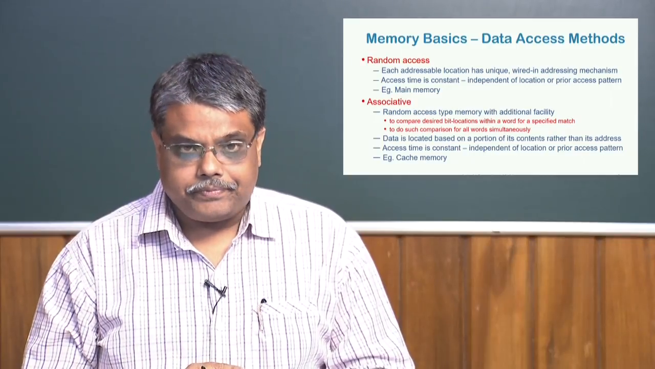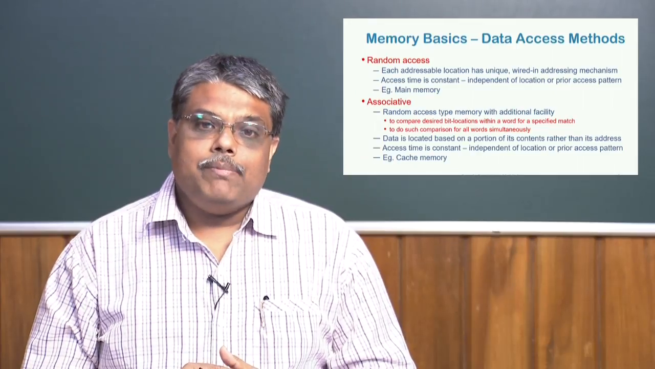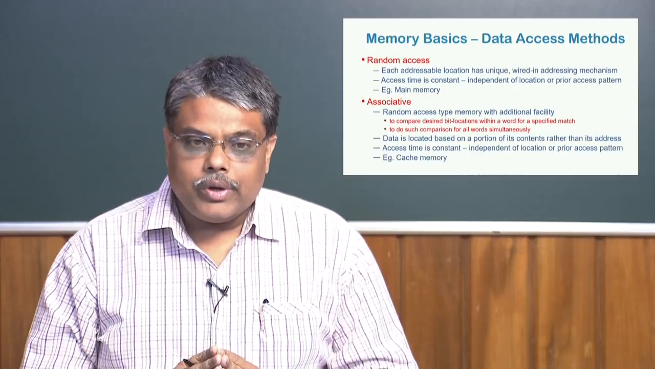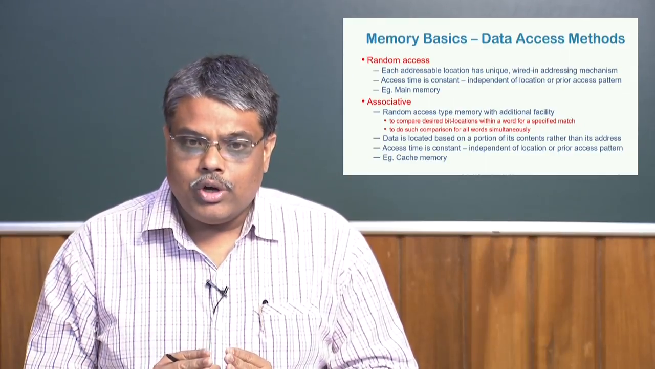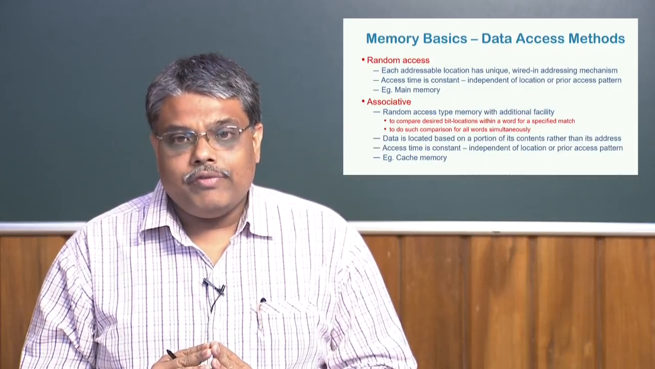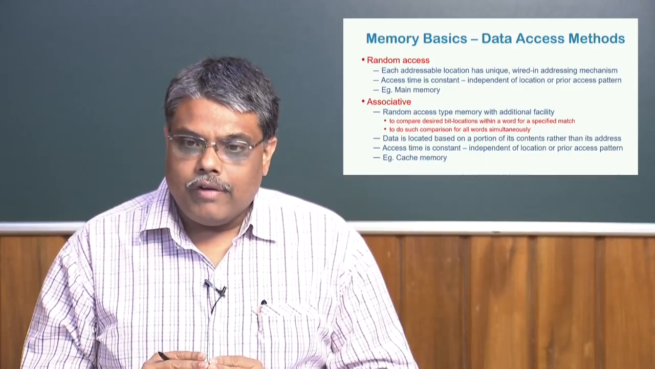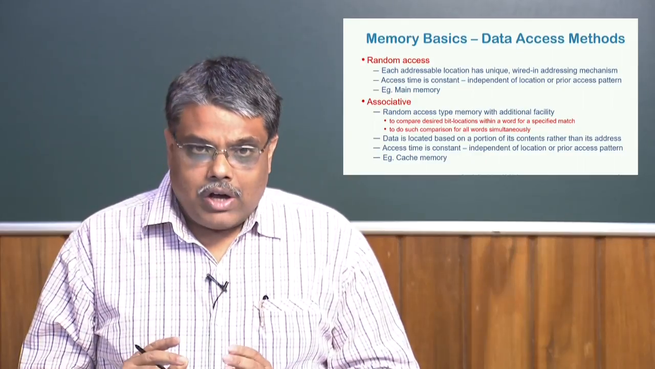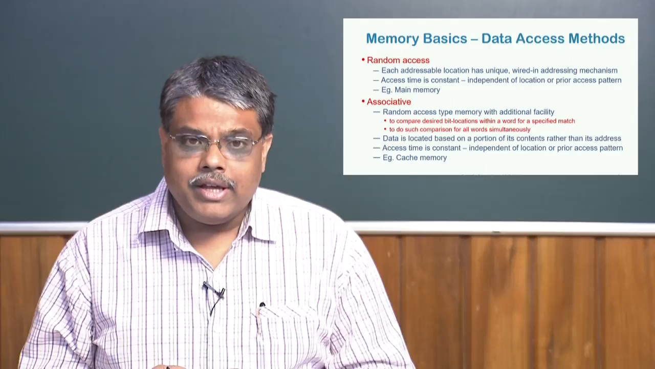The fourth type of memory is associative memories. Associative memories are basically random access type of memories in which there is an additional facility. We can compare for a specific match of desired bit locations within the word, and the memory allows us to do this match of desired bit locations within a word for all words in this memory. Data is located or identified based on a portion of the contents rather than the address. That is, along with the address of the memory location, I also use a part of the contents of a word to find out whether the desired word is present in the memory. Because this is random access, access time is constant and is independent of the location or prior access pattern. An example of this type of memory is cache memory.